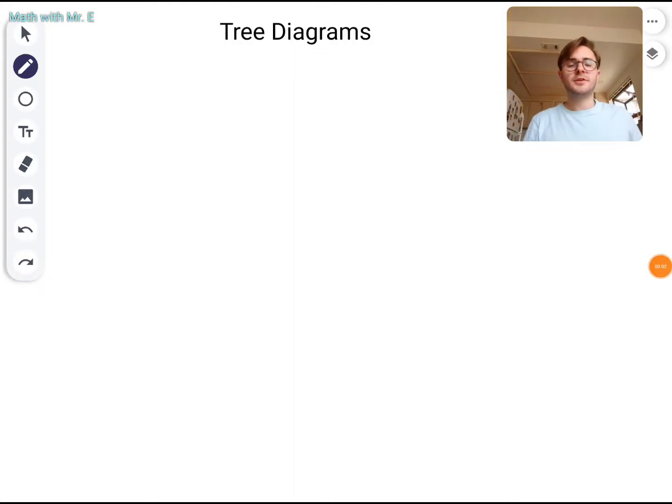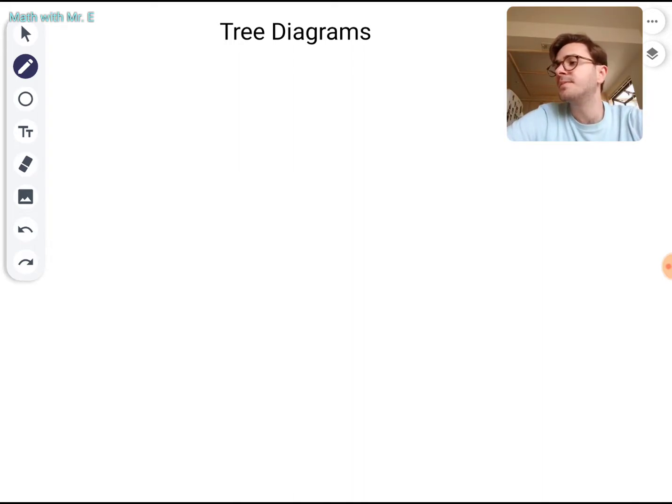Alright, so we are going to take a look at making tree diagrams, which are a useful way to help us find the probability of an event if we are working with multiple events. So let me read this example problem to you, and we can take a look at it together.